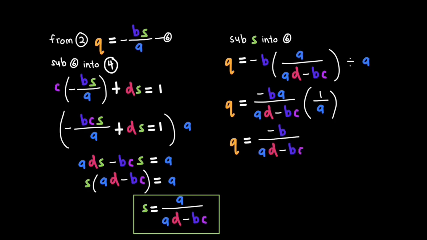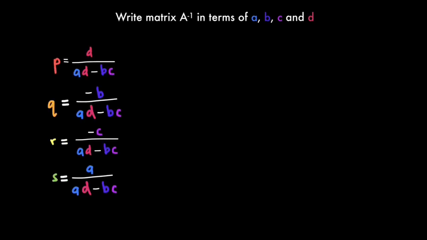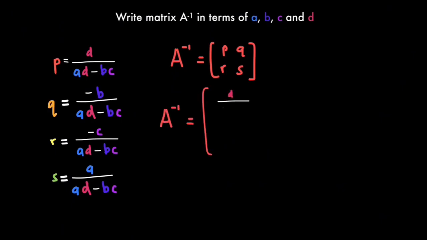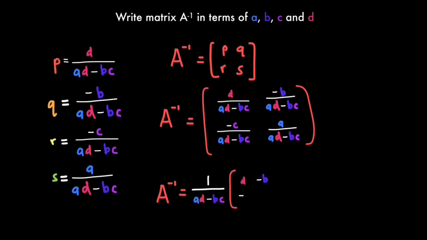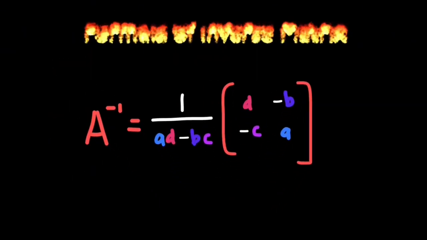Now, since we've established earlier that we assume the inverse matrix of A equals P, Q, R, S, we substitute the expressions for P, Q, R, S in terms of A, B, C, D into the equation and simplify it. And now we have determined the formula to find the inverse matrix.